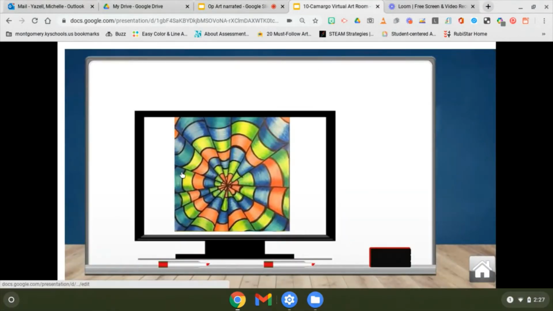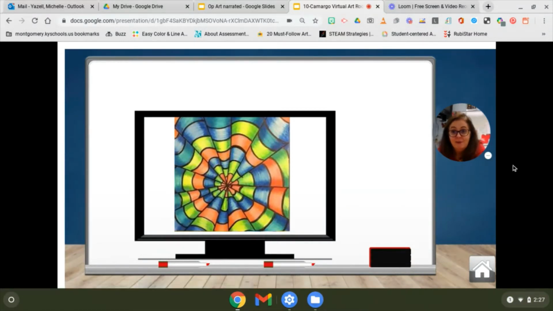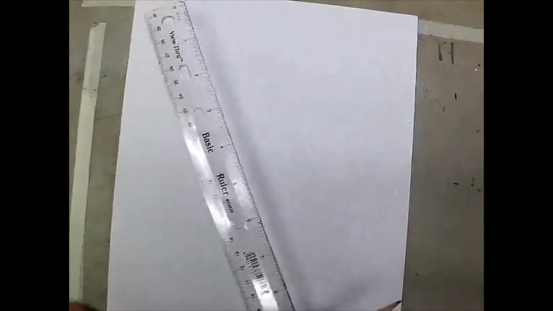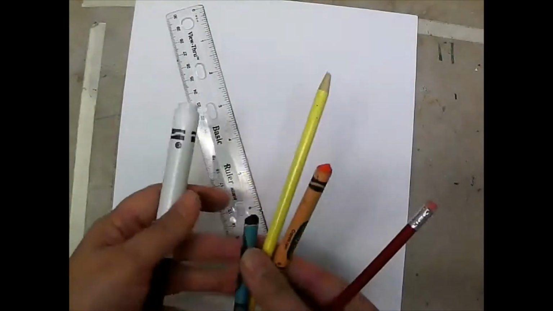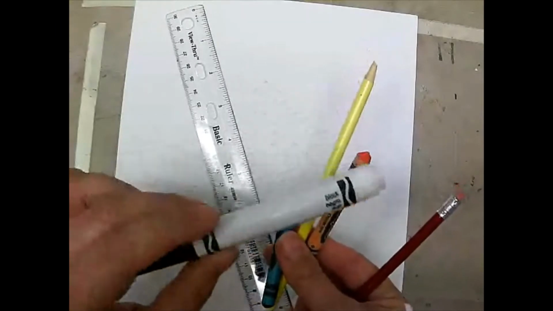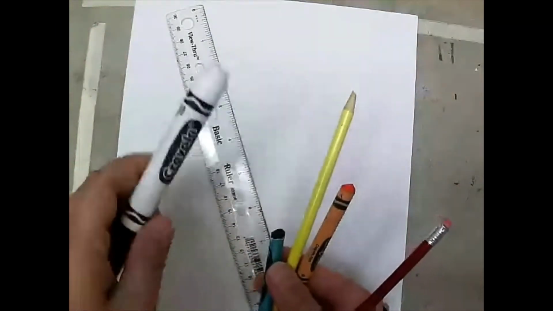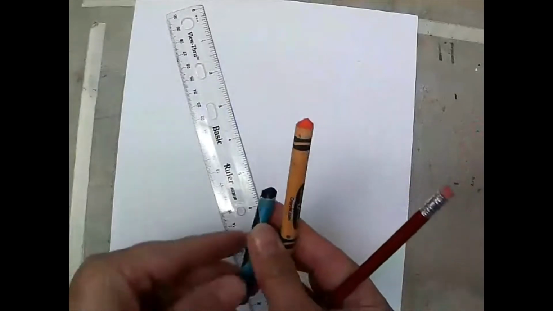We're going to create this one right here. You're going to need paper, a ruler, a pencil, and something to color with. Get your supplies. You're going to need a piece of white paper, a ruler, a pencil. You can use crayons and markers to color this optical illusion. I would suggest a black marker or a black crayon, and then you're going to need some complementary colors.